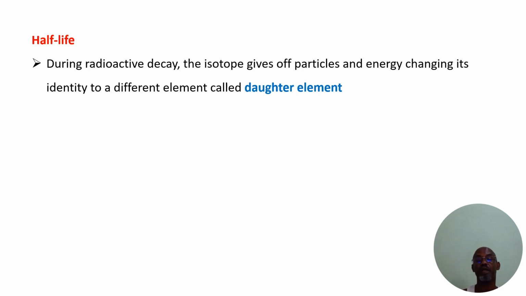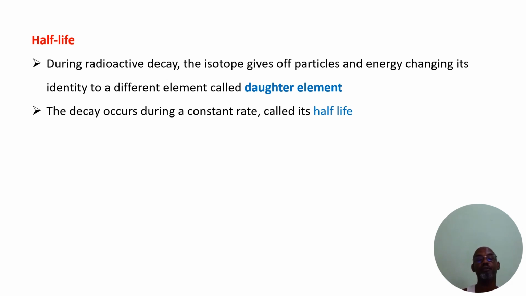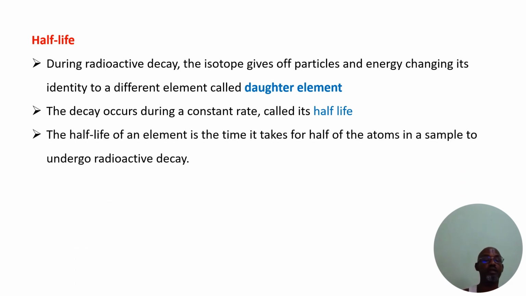It releases particles and energy, and changes its identity into a different element called the daughter element. The decay occurs at a constant rate, that is the half-life. And what's half-life? The half-life of a radioactive element is the time it takes for half of the atoms in a sample of radioactive substance to undergo radioactive decay.